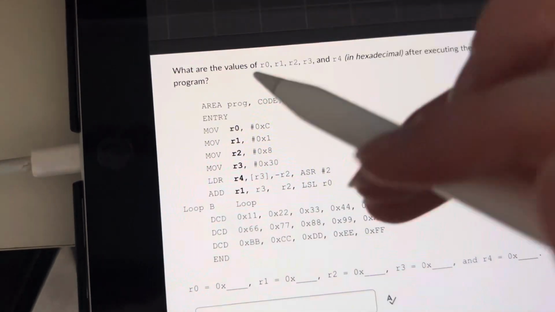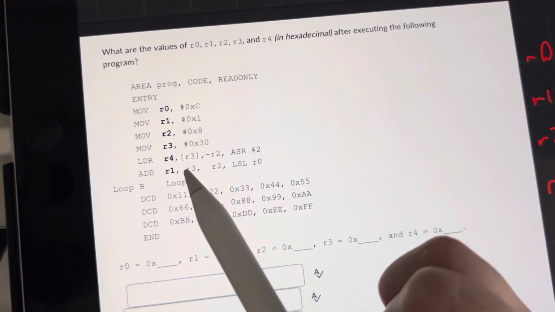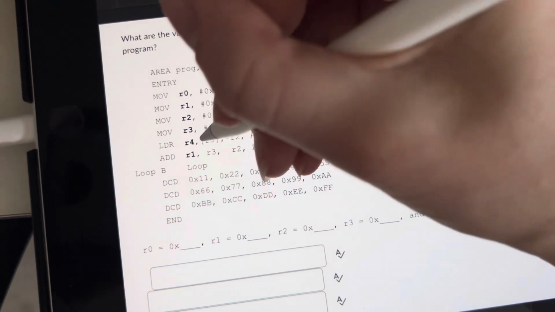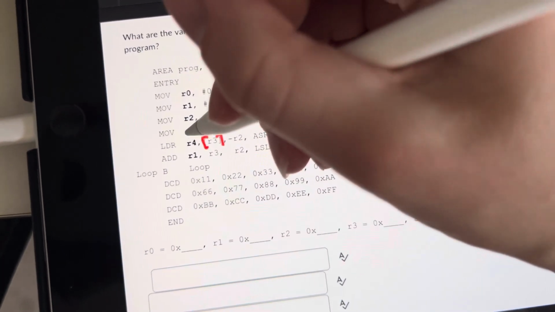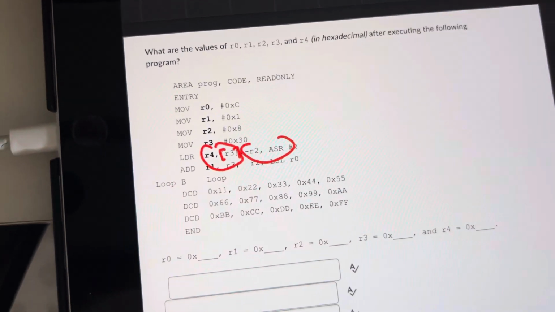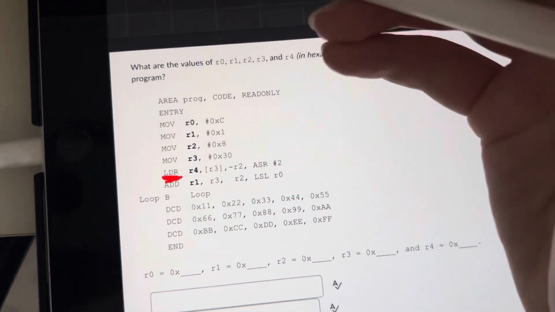So let's start with the first part. LDR R4, so it's going to take, because it's loading. Okay, so the square brackets mean that we do this part first, because like BEDMAS, brackets first, we do this part first and then this part second. And then LDR, that's when you load whatever is in there.